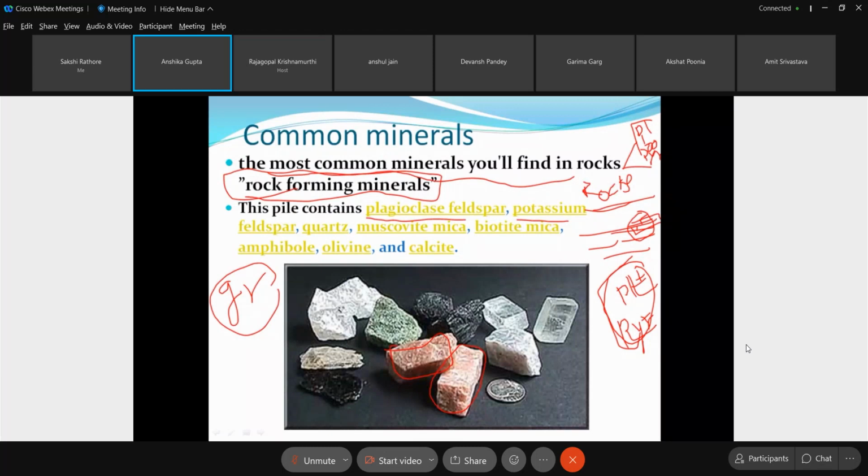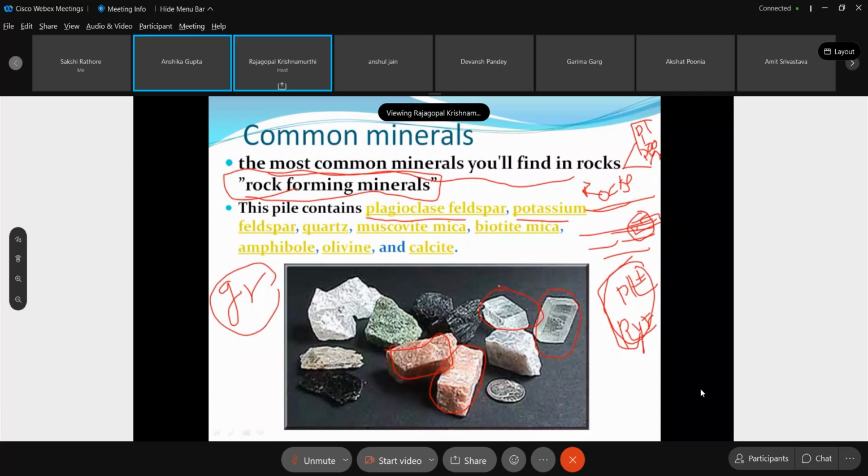The one that I have marked with red. Can you identify what this mineral is? It's a beautiful crystal. That is why practicals are very important.